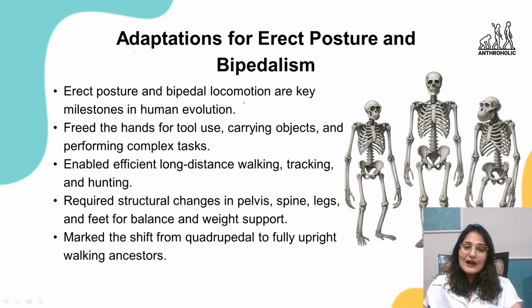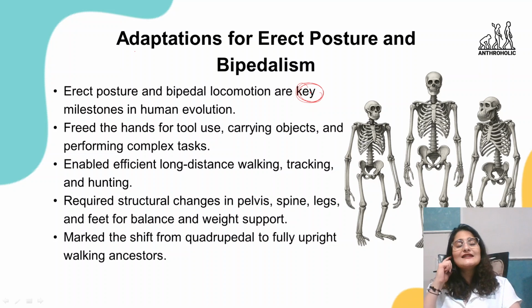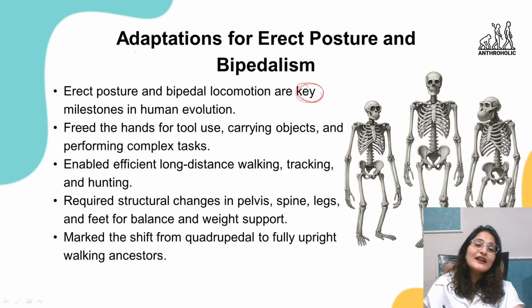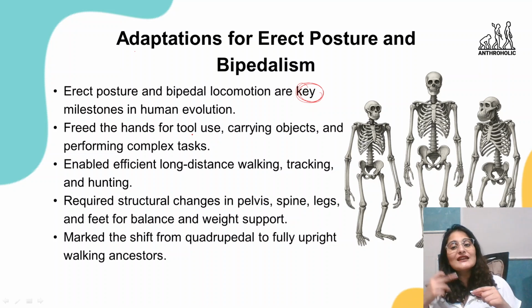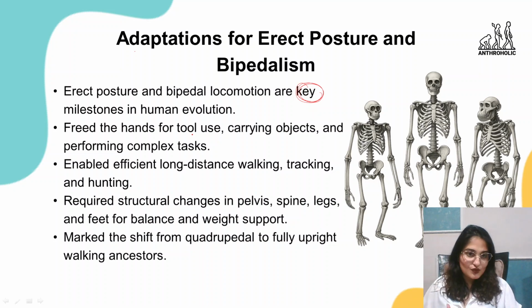Now, erect posture and bipedal locomotion are key milestones. These are very, very important milestones because this has not been attained by any other species in general. Right? It has freed our hands. So the hands which are now free, we can carry objects, we can use various tools, we developed various tools, we can do complex tasks, we can do multiple tasks much more easily compared to other animals who have to rely on maybe their mouth as well for certain things. But we have both the hands to carry things as well.